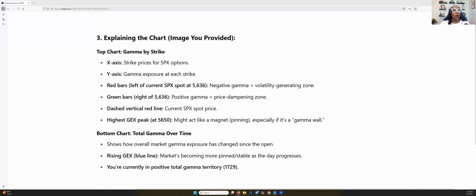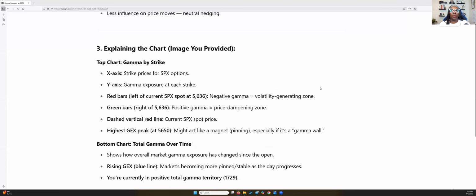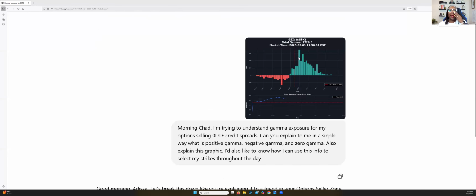So he talks about what is in the chart there. You've got the x-axis, the SPX price, and the y-axis is the gamma. You've got the red bars on the left, which is the SPX spot negative gamma. Green bars are the positive gamma. The dashed vertical line is where the SPX current price, or spot price, is. And the highest GEX peak was at 56.50. So remember, we were looking at this chart here. We're looking at this one, and the highest GEX price here was at that 56.50. So this is the chart we're keeping in mind as we're talking.